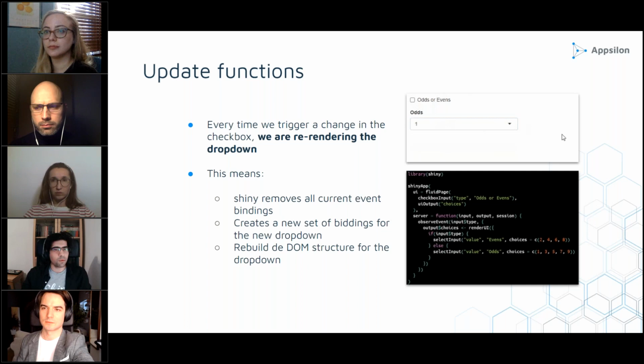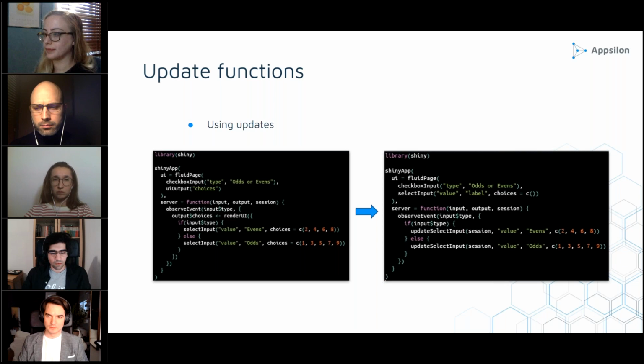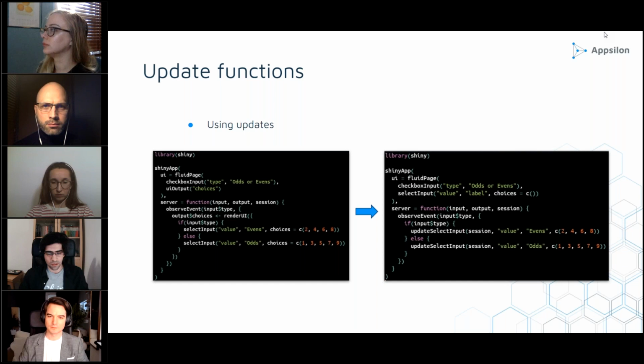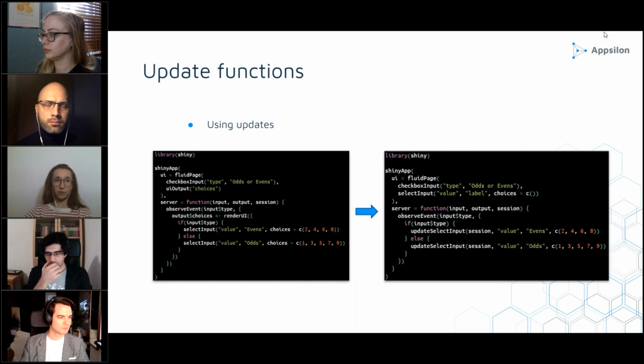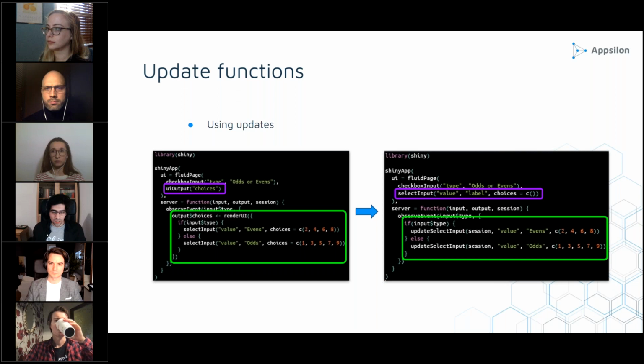And this is where update functions come in. If we simply change our code to, instead of using a UI output, simply render a select input, and then instead of filling in the UI output, we simply use the update select input function, this is completely different. In this case, what's happening is that there's a call from Shiny being sent to the browser that says, hey, update this specific input that already exists in the browser with a new label and some new values. So you can see here that these are very small changes, but it's already a slightly different approach to how we're actually building the application.